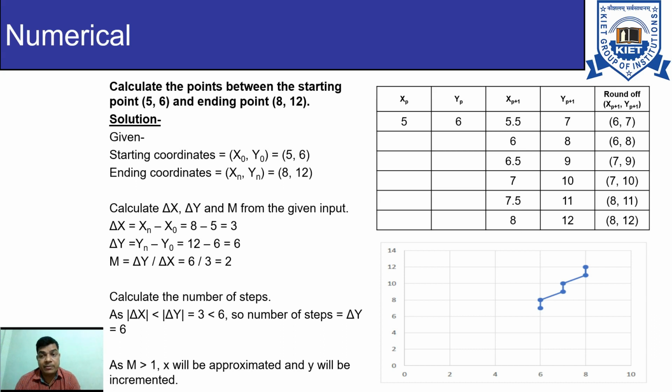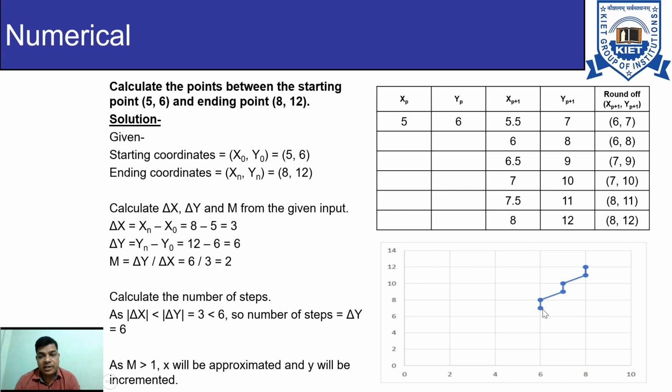In the next step I am rounding all these values. So 5.5 becomes 6, 6.5 becomes 7, 7.5 becomes 8, and finally I am plotting all those values: starting from (5.5,6), the next value is (6,7), then (6,8), (7,9), (7,10), (8,11), (8,12).